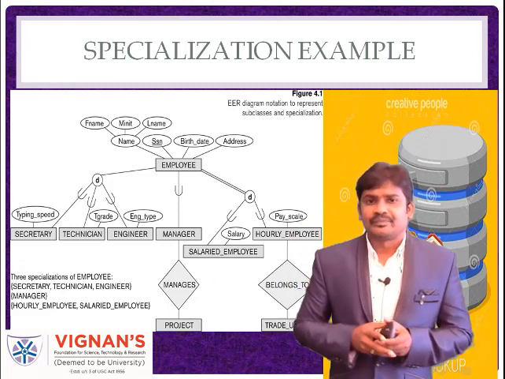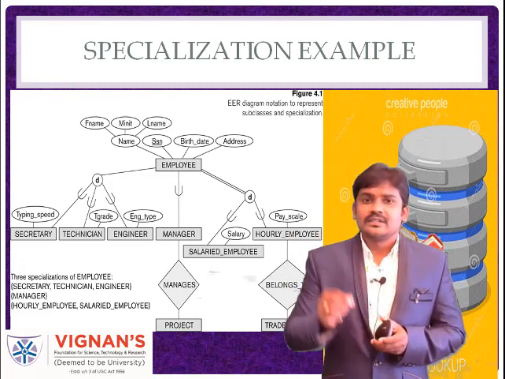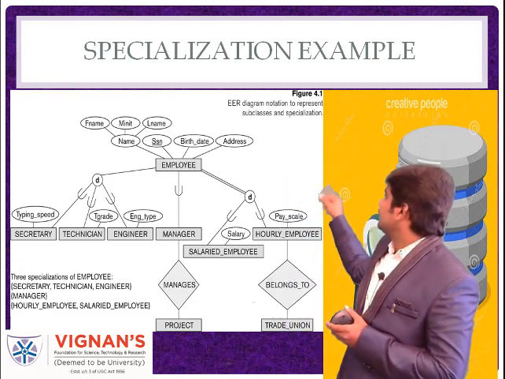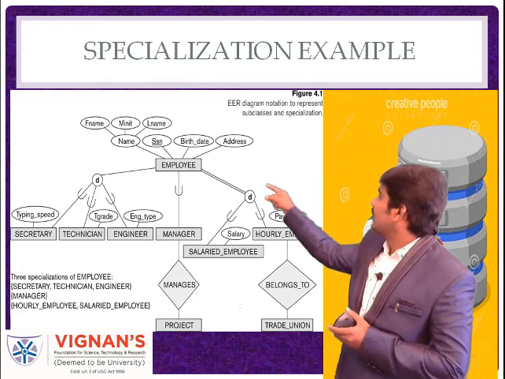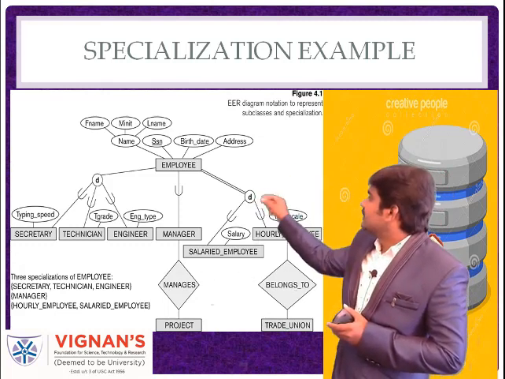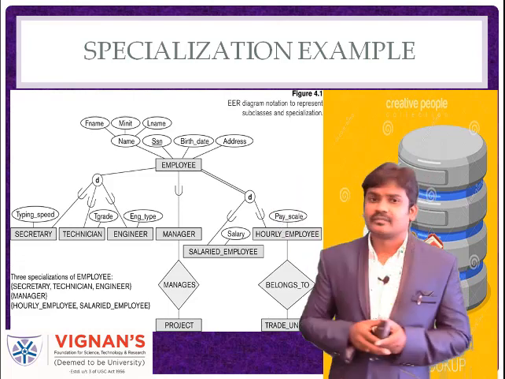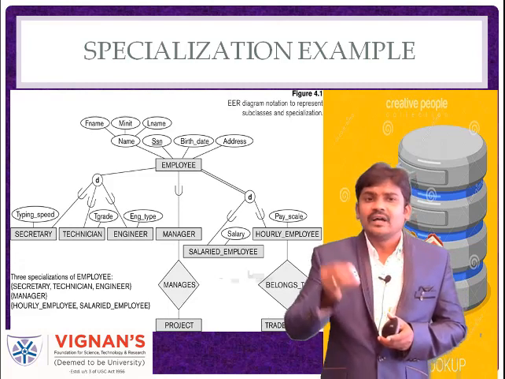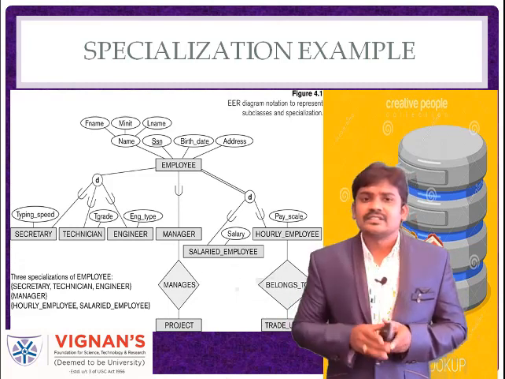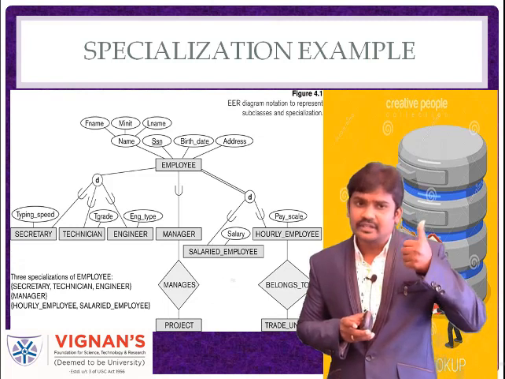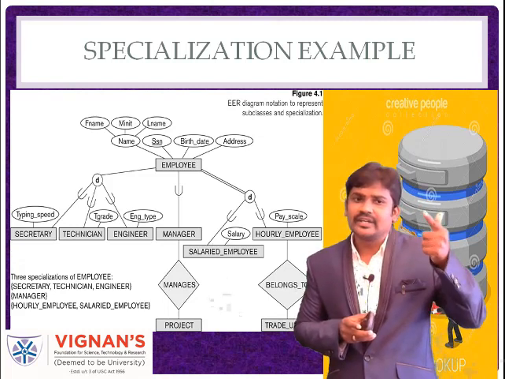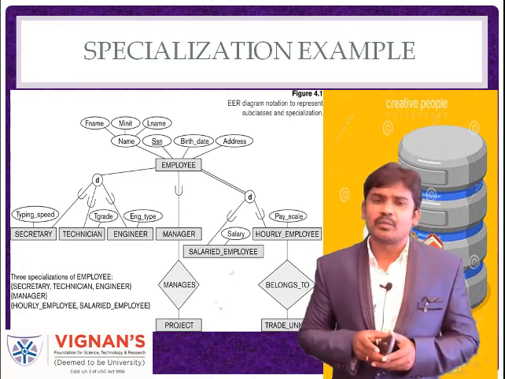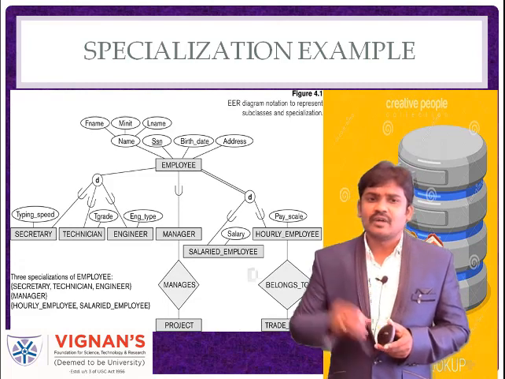With a disjoint total. Okay, so disjoint total means in the diagram we represent it with a double line with D. A single line with D is disjoint partial. Okay, so like that the employee derives three specializations. One is secretary, technician, engineer, another is manager, third one is hourly employee, salaried employee. So these three are specializations of employee.